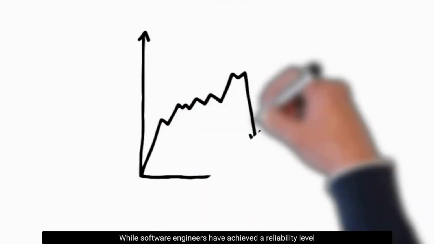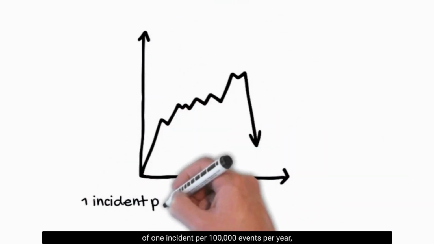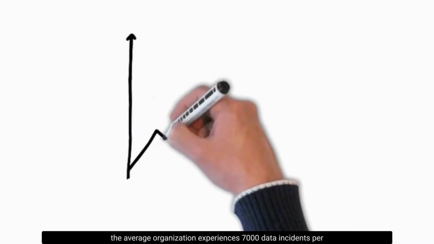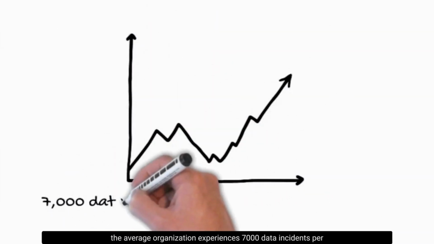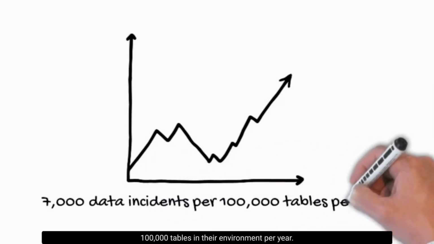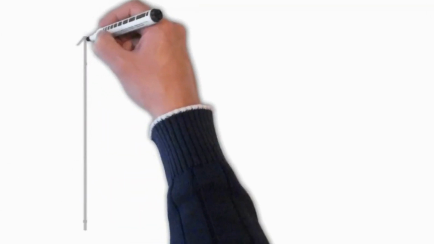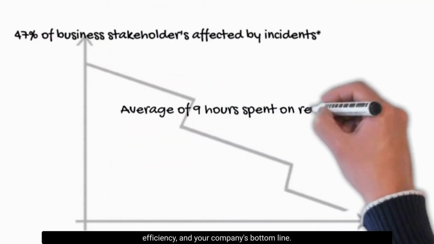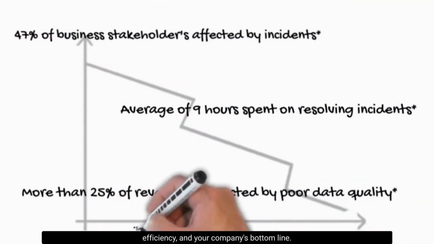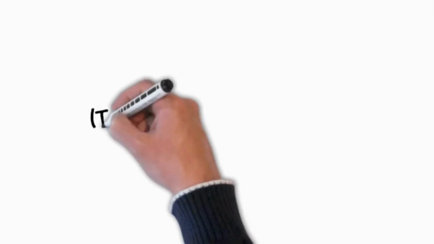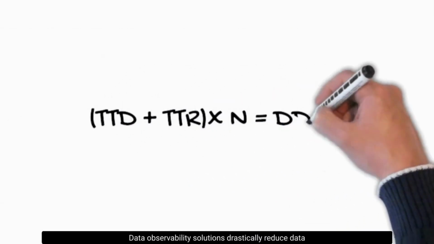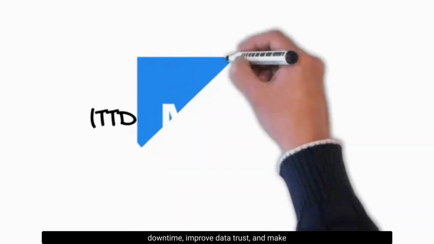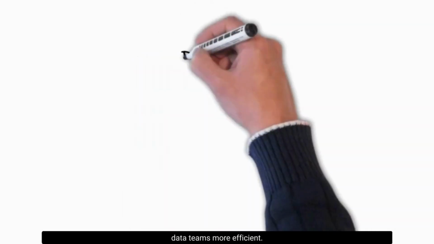While software engineers have achieved a reliability level of one incident per 100,000 events per year, the average organization experiences 7,000 data incidents per 100,000 tables in their environment per year. This negatively impacts stakeholder trust, team efficiency, and your company's bottom line. Data observability solutions drastically reduce data downtime, improve data trust, and make data teams more efficient.